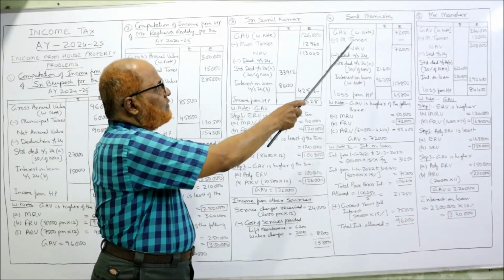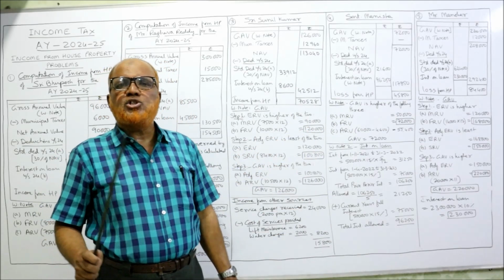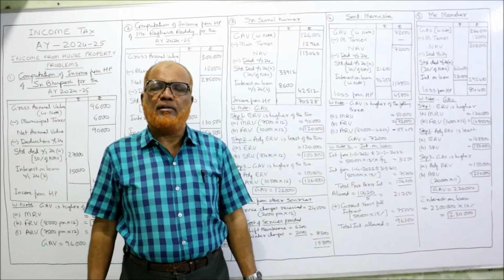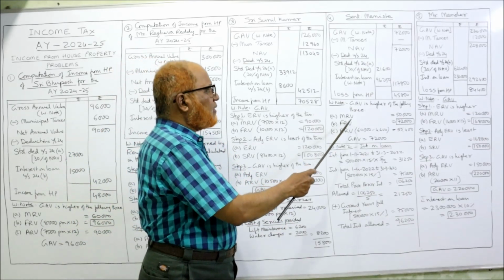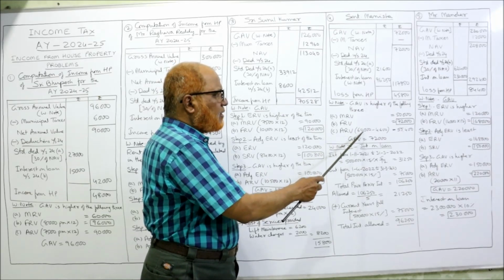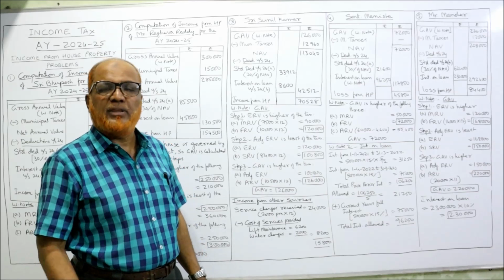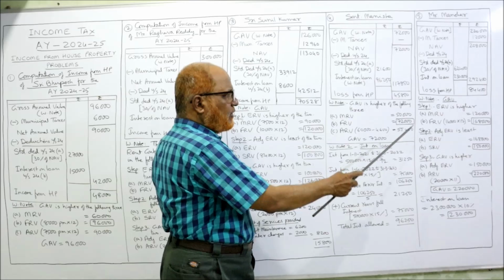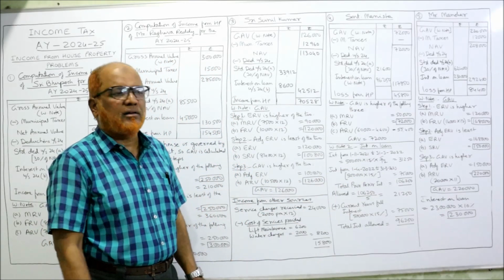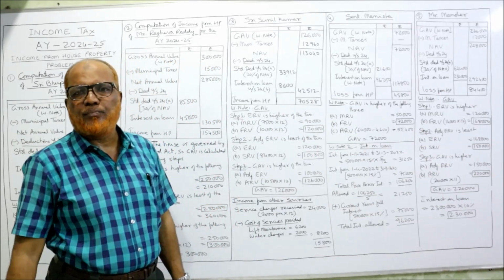Now see here, GAV, format is same. Now GAV is higher of the following 3. In this problem, we are not given any standard rent. House is not governed by Rent Control Act. So directly 3 amounts, MRV, FRV, ARV. From ARV 60,000 minus 4,600 services provided, that will be deducted. So 50,000, 72,000, 55,400. Whichever is higher, 72,000 is the higher. So 72,000 is the GAV.